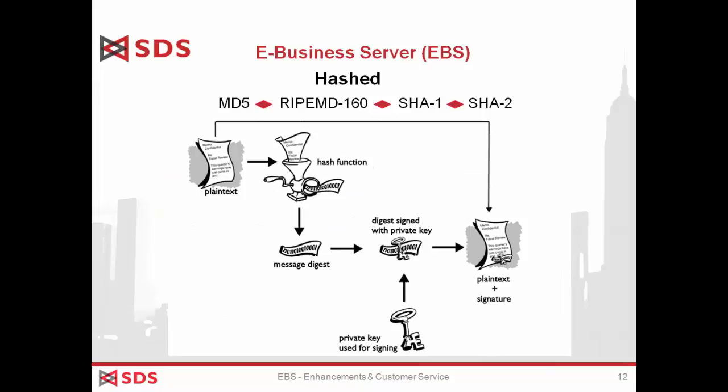E-Business Server uses a cryptographically strong hash function. Hash functions generate a message digest that becomes a part of the digital signature. As long as a secure hash function is used, the slightest change to a signed document will cause the digital signature to fail. You can specify which hash algorithms eBusiness Server should use. Hash algorithms include MD5, SHA-1, SHA-2, and RIPE-MD160.